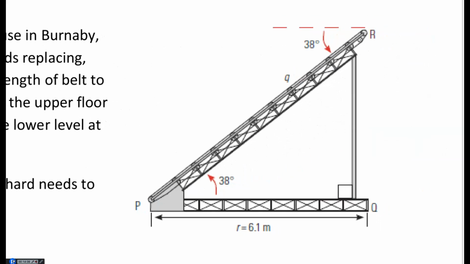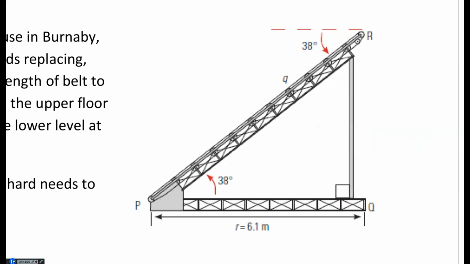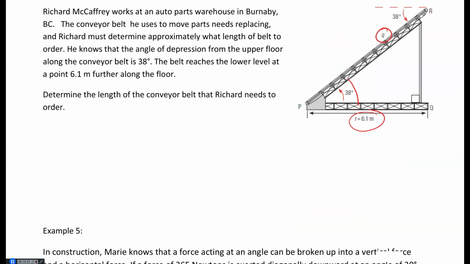So they've done a diagram for us here. We have our angle of depression, which is 38 degrees at the top. And it also mirrors this angle right here, which is also going to be 38 degrees. We have a length of 6.1 meters, and we're trying to find out what length the belt is going to be. So we're trying to find out what Q is. So we have to figure out, using cos theta equals A over h, so adjacent over hypotenuse, what's going to fill in the information on this formula.